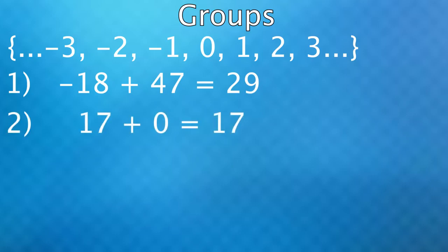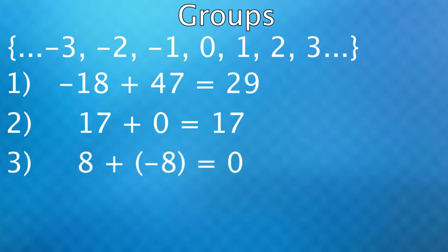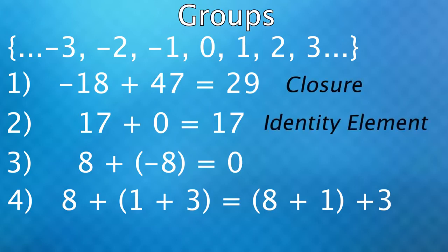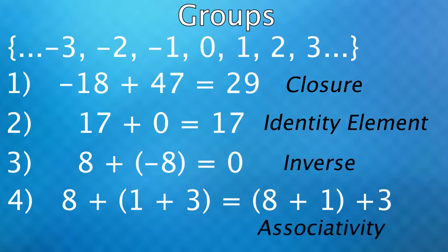Next, for any number in the set, there exists another such that if you add them, you get that identity from before, which was 0 in this case. And lastly, how you group certain numbers under addition does not change the result. These four properties of closure, an identity element, an inverse element, and associativity mean the set is a group. Yes, this seems very weird and random, but group theory has given us a lot of insight into the mathematics of symmetry.